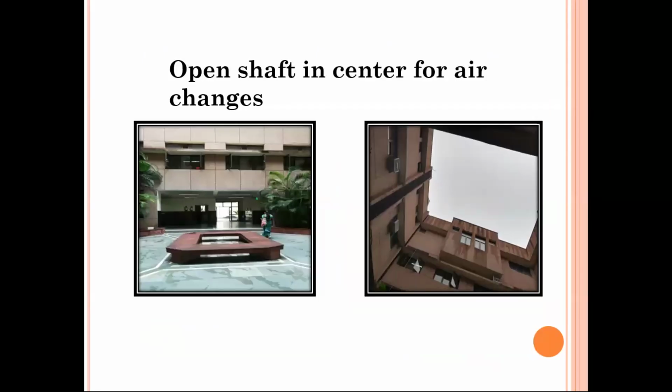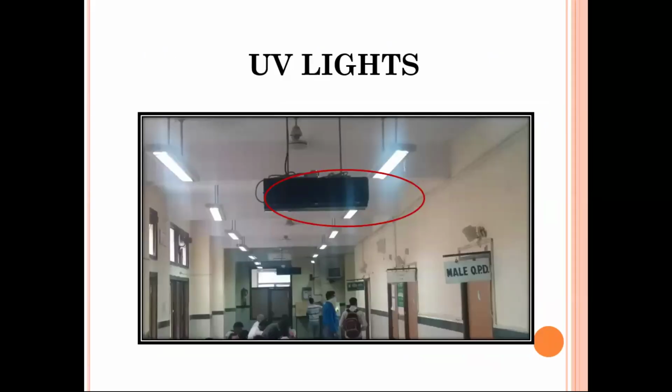So this is just our OPD picture where we have a shaft in the center of this. This is a good way to have ventilation. At all four sides there are rooms, and in the center we have this shaft. This is UV lights to take care of infection.